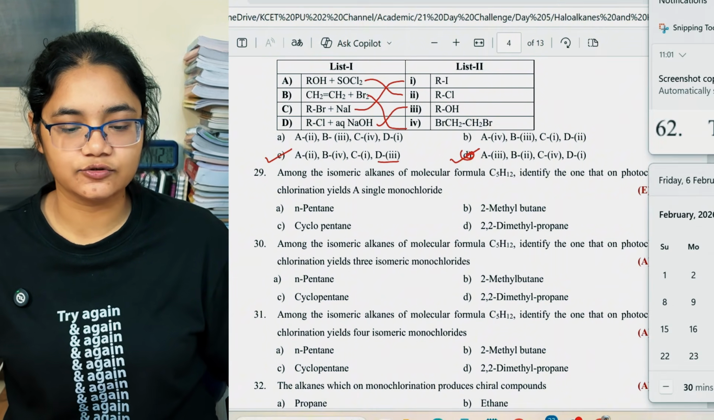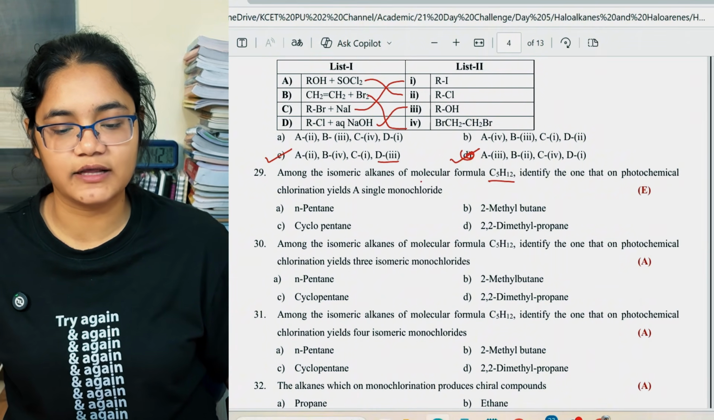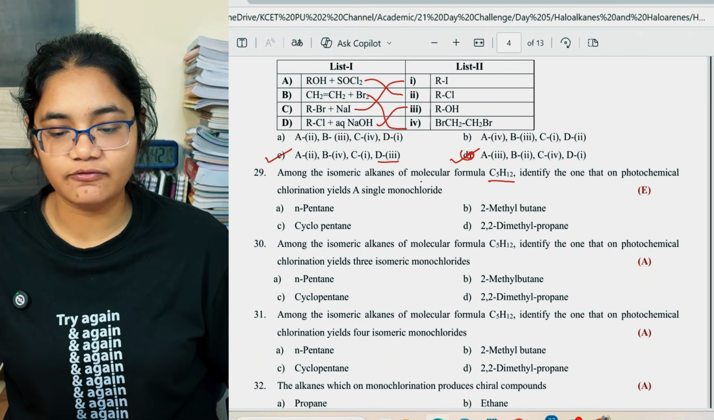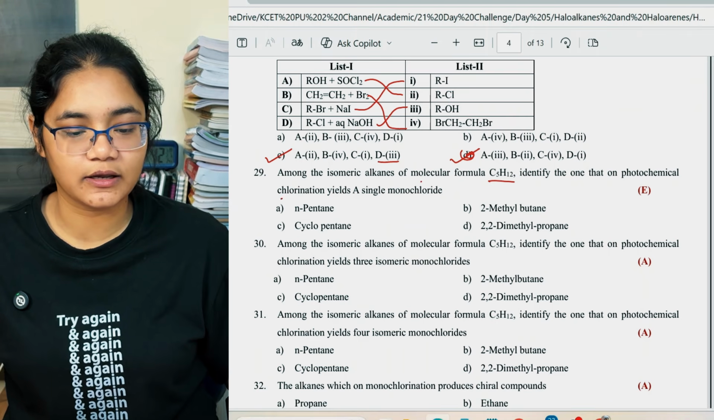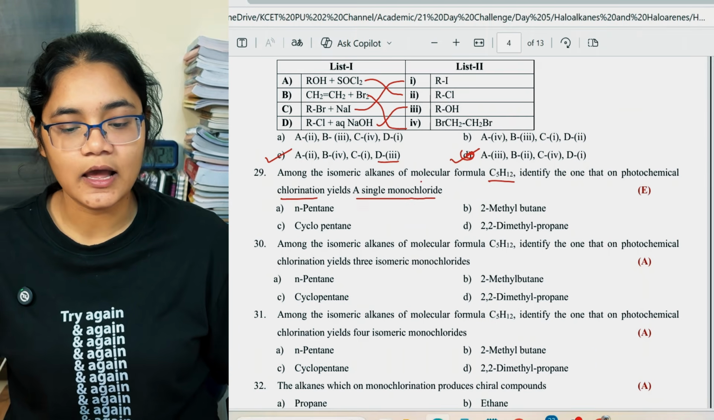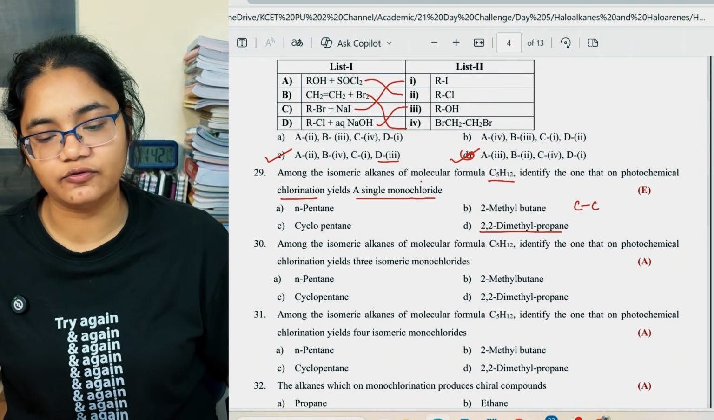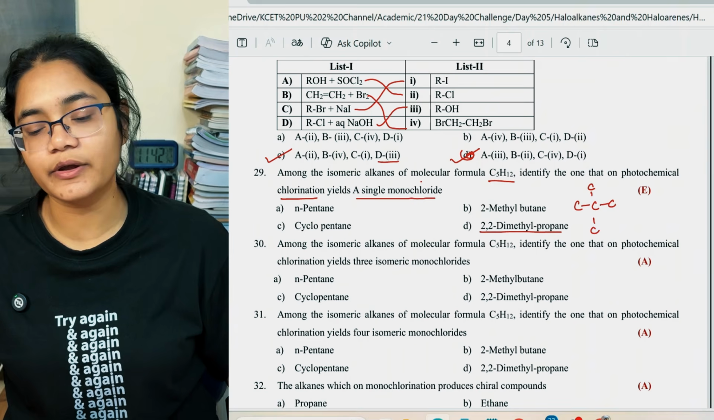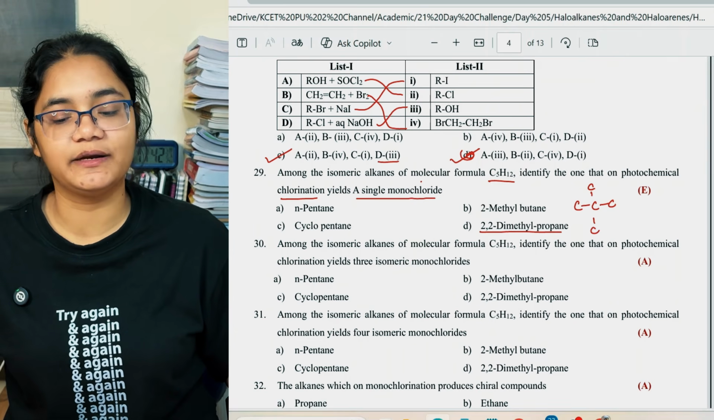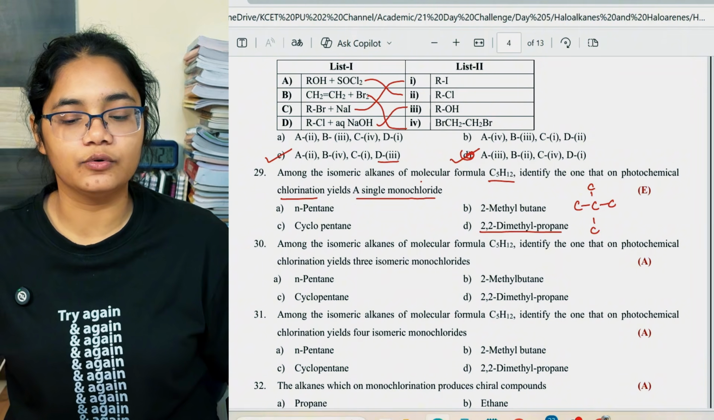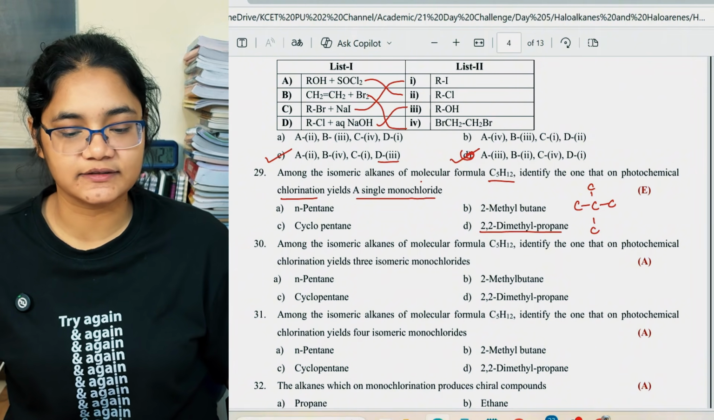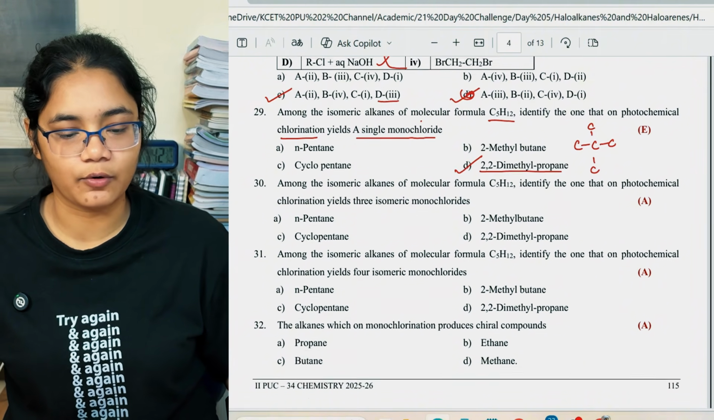Next, among the isomeric alkanes of molecular formula C5H12, identify the one that on photochemical chlorination yields a single monochloride. Okay, so if you have this 2,2-dimethylpropane, if you see the structure of this one, whichever hydrogen you replace, you will get 1-chloro-2,2-dimethylpropane only. So that is the answer which will give you the monochloro product.